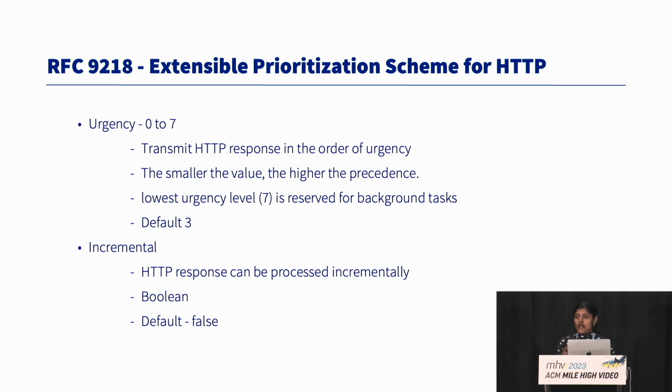And there is one more parameter, which is known as the incremental flag. What I mean by this incremental flag is, the HTTP responses can be processed incrementally. Which means that incremental can be directly correlated to concurrency, and if it is non-incremental, you can think of sequentially giving out the responses. So incremental is a Boolean value. By default, the spec specifies it as false.